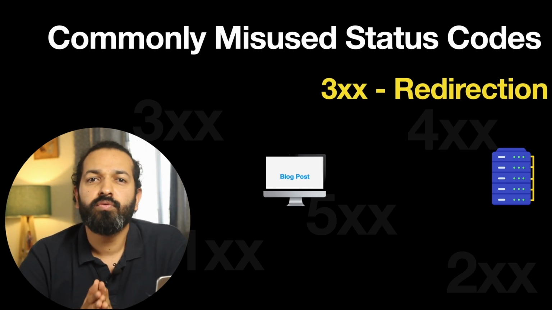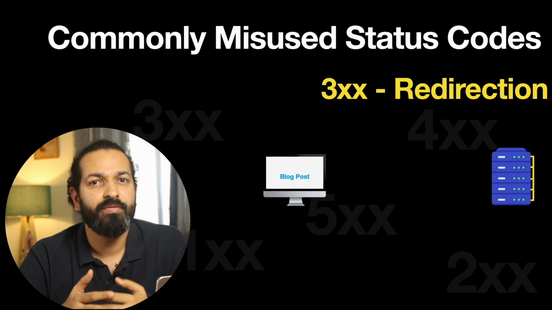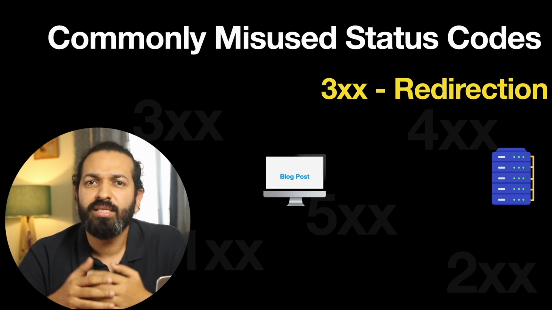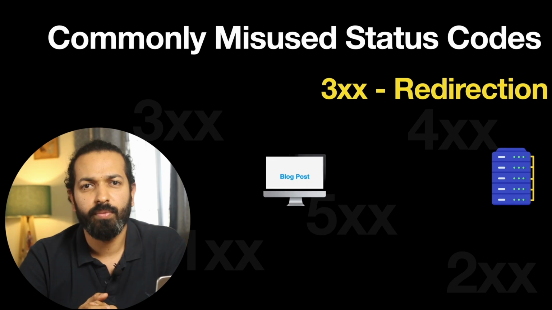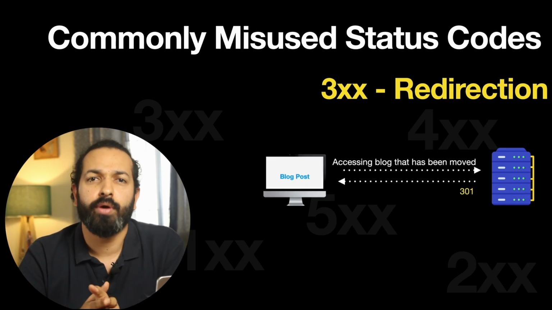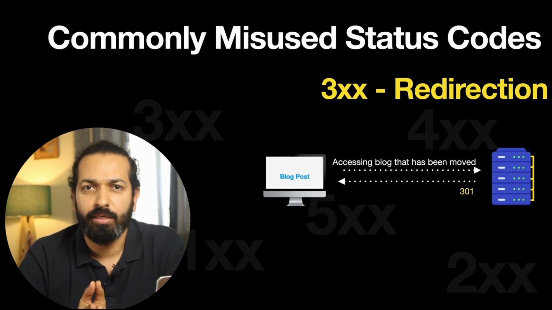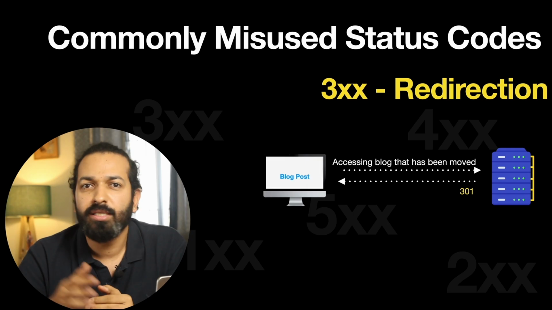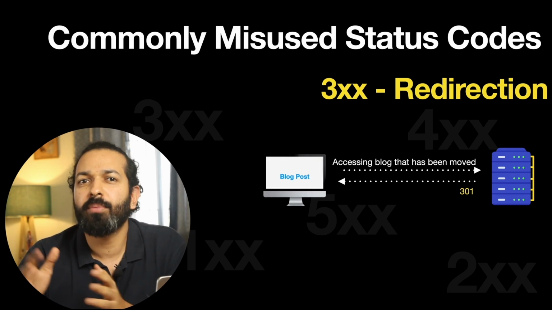Next, 301 versus 302, 307 versus 308. This is another family where we often go wrong. So let's say a blog has been permanently moved to a new URL, that's a 301 redirection. And if you return 301, browsers will cache it. This is great for SEO when a page has a permanent new URL.